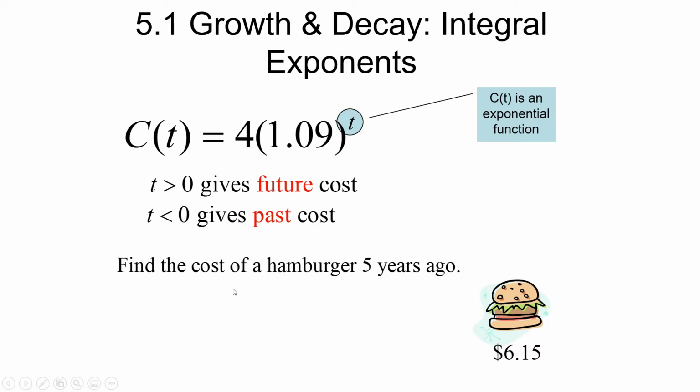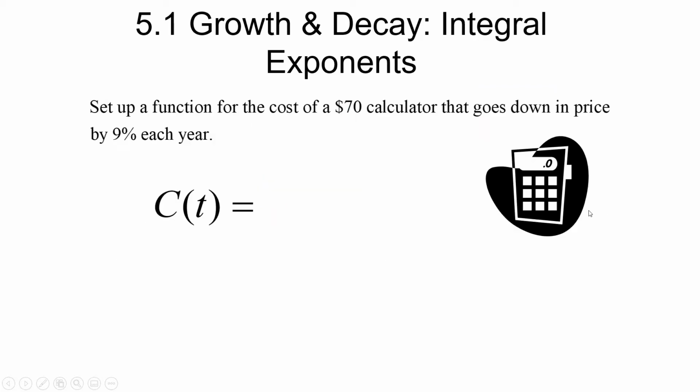How about the cost of a hamburger 5 years ago? So that means this t now past cost would be a negative 5. So if I do that, 4 times 1.09 to the negative 5 power, I get $2.60. Man, if burgers would be that cheap, I'd be gaining a lot of weight. Let's be careful.